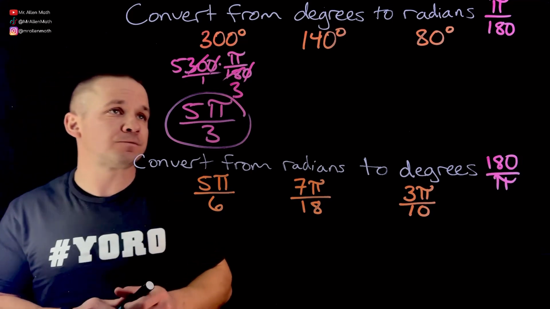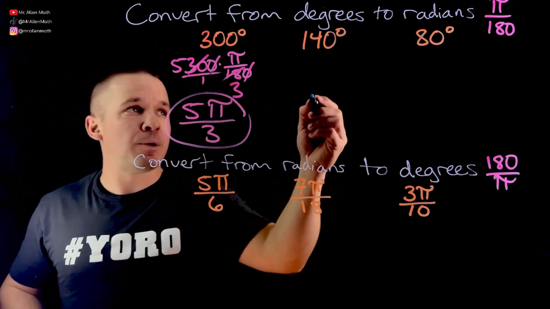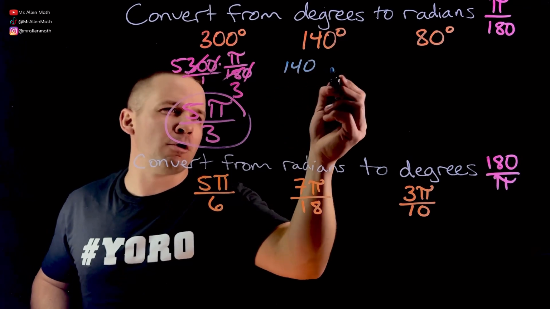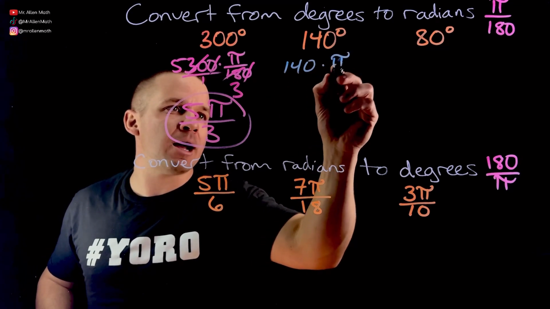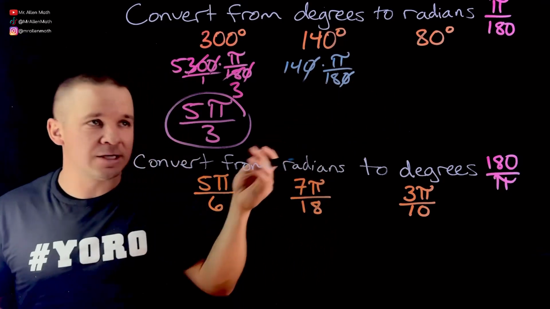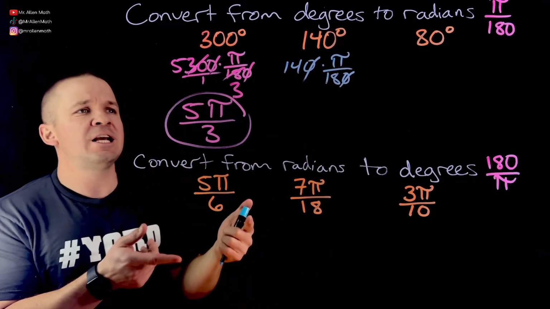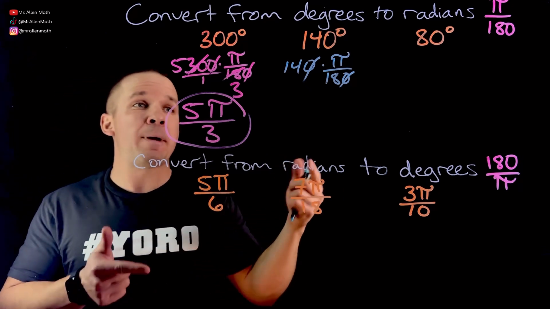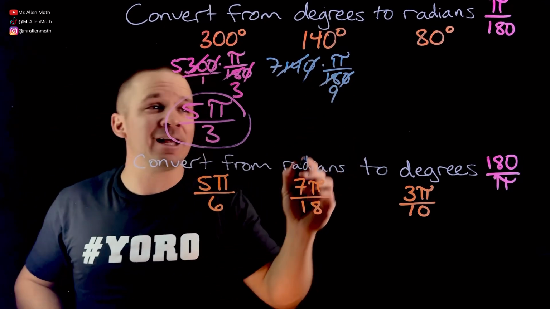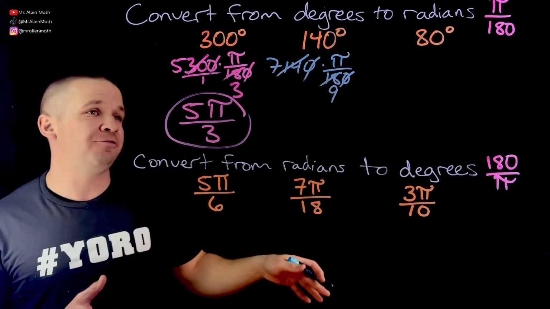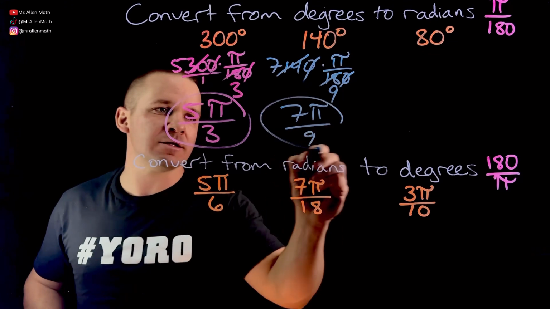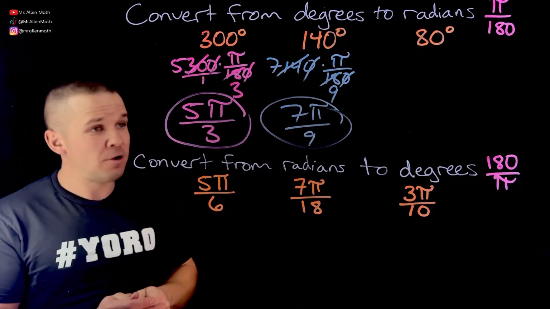All right, next one here, 140. I'm going to multiply by pi over 180. So we got 140, and we can throw it over 1 or not, whatever. We got pi over 180. I'm going to divide by 10 again. Boom, cancel out my zeros there. What about 14 and 18? Those are both divisible by 2. So that would be 7, and this would be 9. I cannot reduce any further there. I'm going to have 7 pi over 9 for my radians. Nice. 2 down. 4 to go.